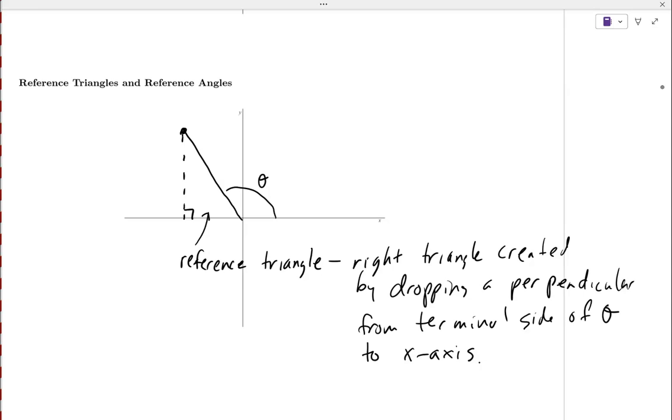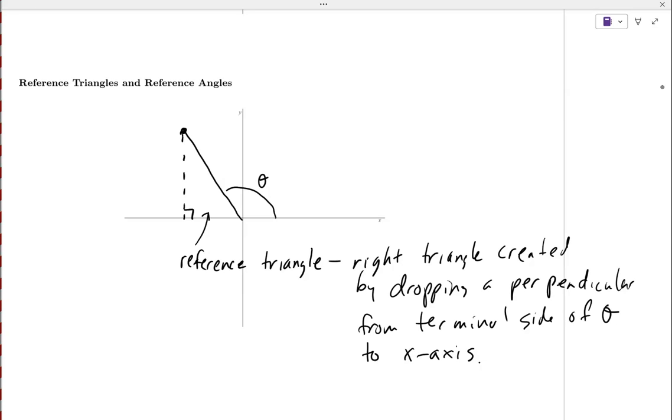All right. So drop it down or drop it up. So it's always going to the x-axis. No matter where the terminal side is, it always goes to the x. Okay? That's how we create the reference triangle. These reference triangles will help us figure out the sines and the cosines because we created a triangle here. I've got a right triangle. I know how to deal with sines and cosines in right triangles, right? Okay. So we're going to use these right triangles to help us out.